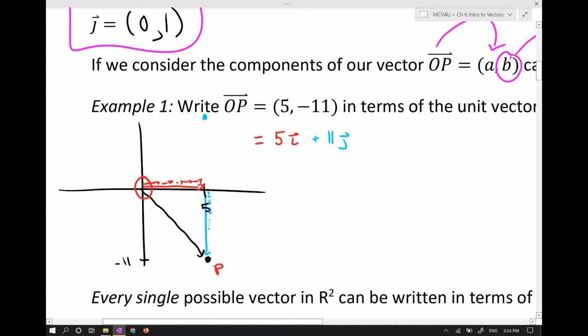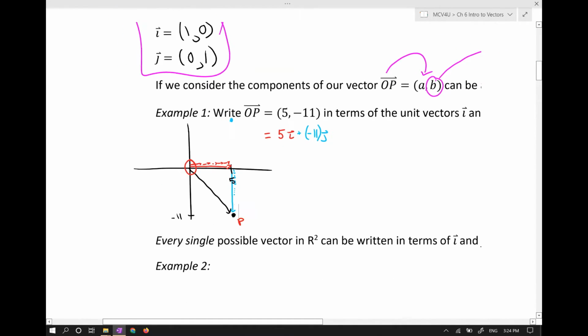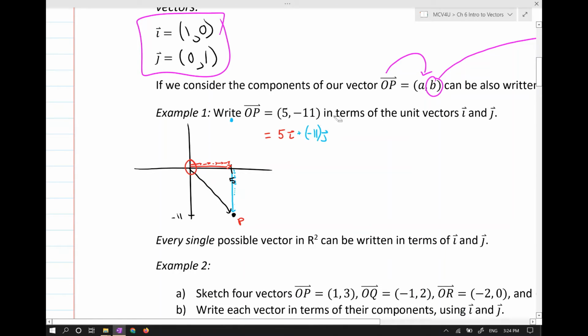So I need to make sure what I'm really doing is adding the opposite of 11 vertical unit vectors. I'm adding negative unit vectors. I'm subtracting these unit vectors because I'm going in a downward direction. So nice and easy. There we have just broken this up.